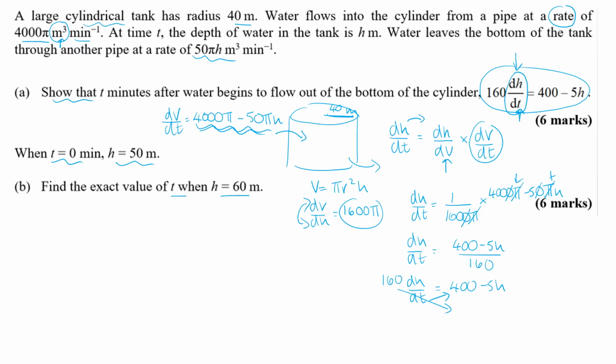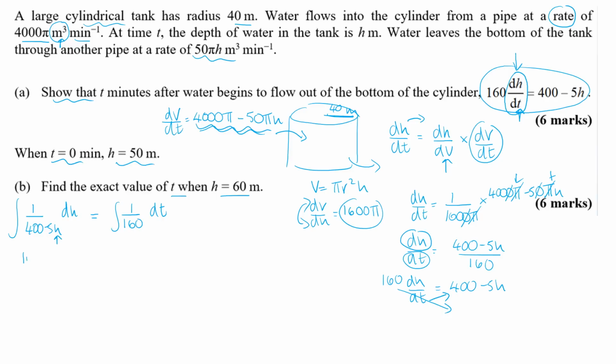So I'm going to have 1 over 400 minus 5h. Need to integrate that with respect to h. So these dh and dt's need to be in the numerator position. So the dt is going to go up. I've left the 1 over 160 on that side, dt. So now we're going to integrate with respect to h here.